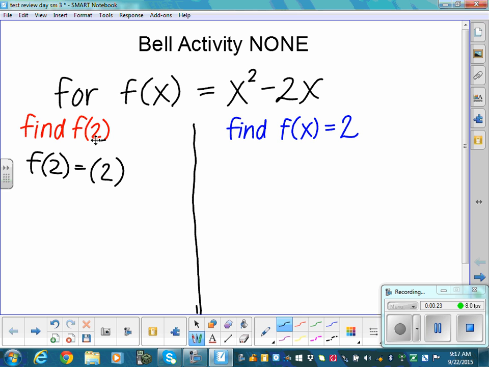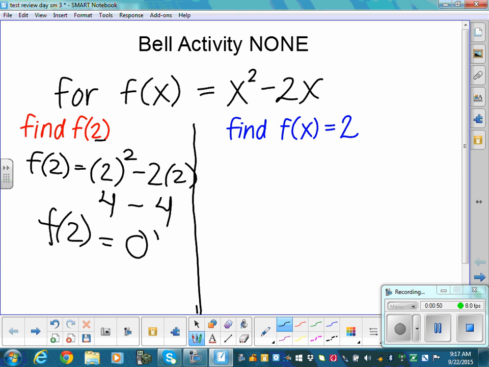So with this one, we're going to have f of 2 is equal to, wherever there's an x, I'm substituting in a 2. Now it's important to use parentheses, guys. So 2 squared minus 2 times 2. So then going through this, simplifying the order of operations correctly, 2 squared is positive 4. And then we have negative 2 times 2, which is negative 4. So 4 minus 4 is 0. Does everybody understand that one? I just plugged in 2. Are we all good with that? Okay, awesome. So f of 2 is equal to 0.